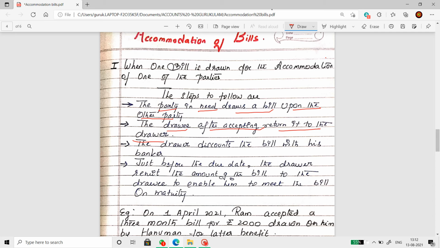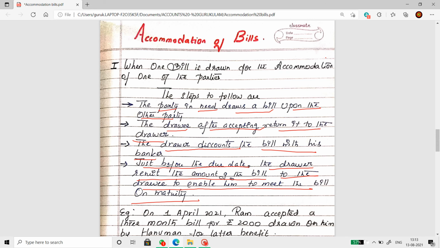So who's drawing the bill? Obviously the drawer. The drawer is in need of money. So the drawer makes the bill and asks for the acceptance of the drawee. The drawee in turn accepts and returns the bill. Then the drawer discounts the bill, maybe the very next day or within 1 or 2 days, with his banker. And just before the due date, the drawer remits the amount of the bill to the drawee to enable him to meet the bill on maturity. So this is a pretty direct case.